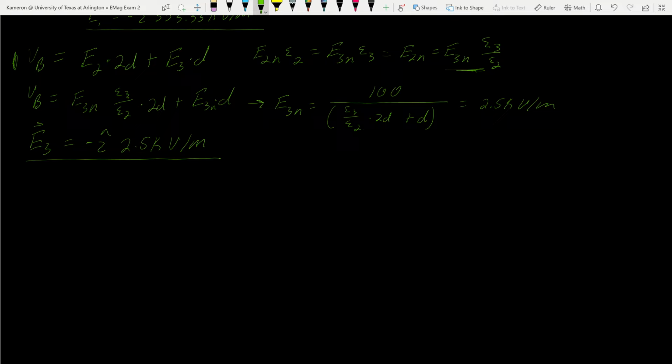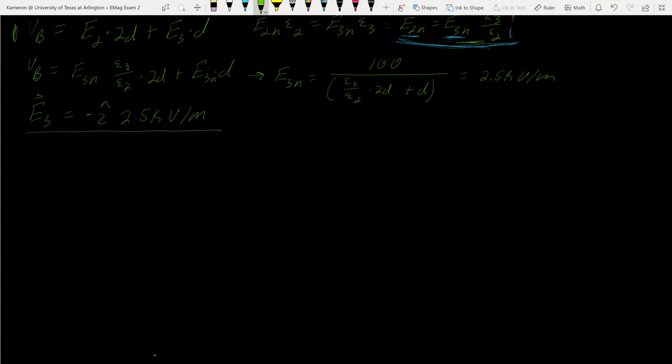Alright, so with that we can easily solve for E2 of N by going back to this equation right here. Since we now know E3 of N, we can solve for E2 of N. So, E2 just comes out to negative Z hat, 3.75 kilovolts per meter. Alright, so that's it, part A.